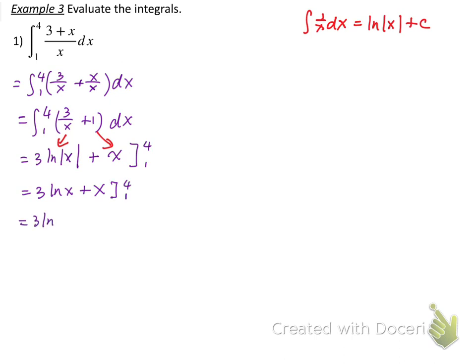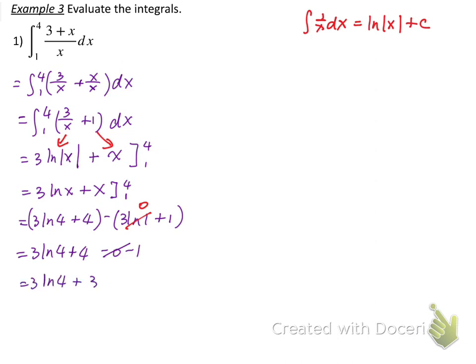So plug in 4, then plug in 1, where ln 1 equals 0. This is 3 ln 4 plus 4 minus 0 minus 1. I don't need a 0, and I'm getting 3 ln 4 plus 3.